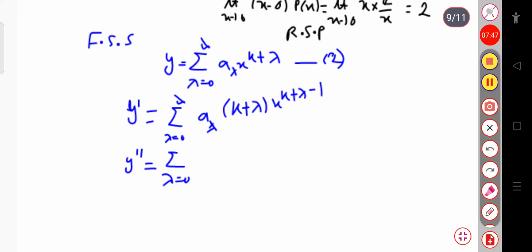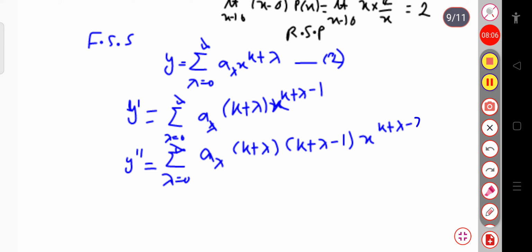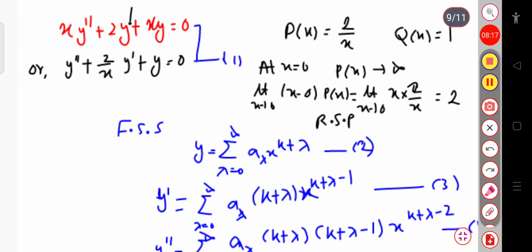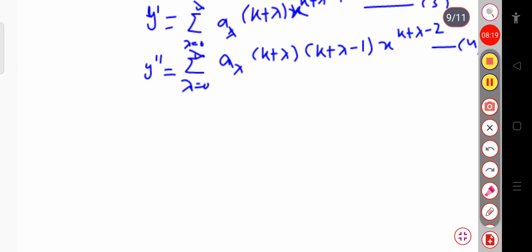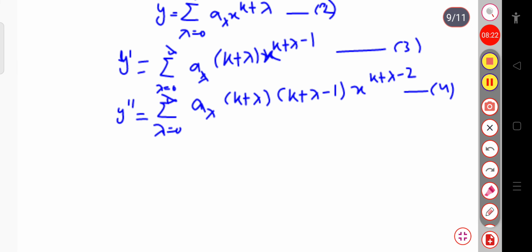I have to take again the derivative of y prime. Then a lambda is constant, the k plus lambda remains as it is, and the x power is k plus lambda minus 1. So k plus lambda minus 1 will be multiplied, and x power k plus lambda minus 2. So this is the value of y prime and y double prime. Now if I put equations 2, 3, 4 in equation 1, that is our main equation, I will directly write.